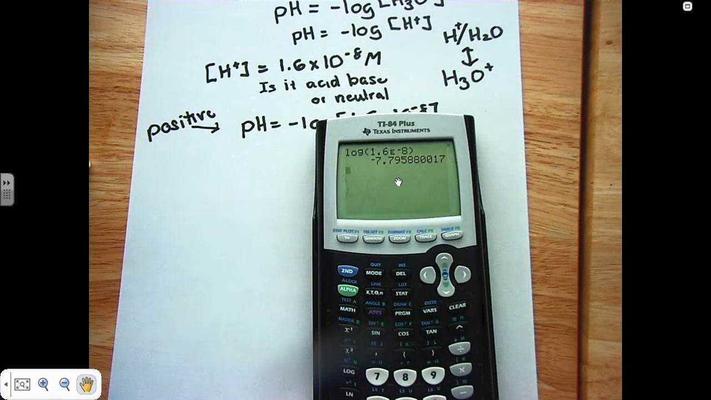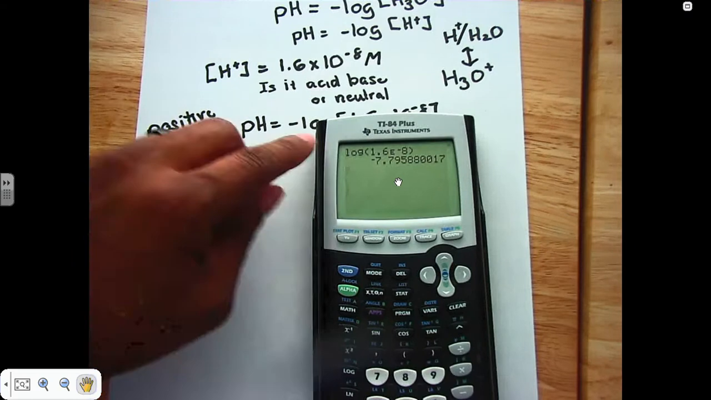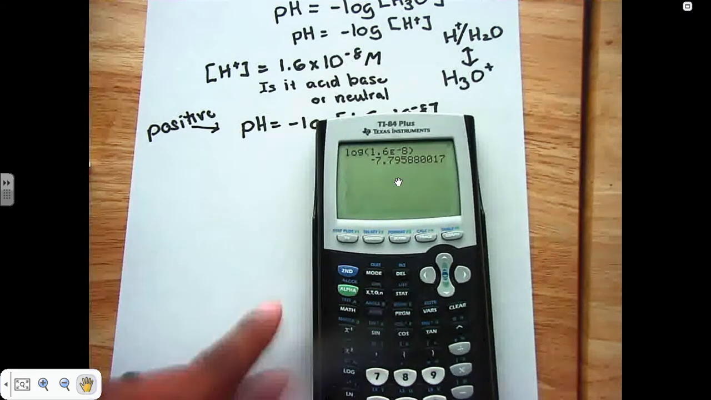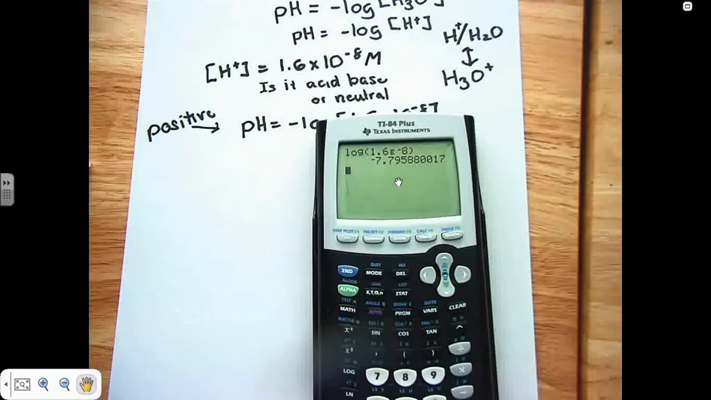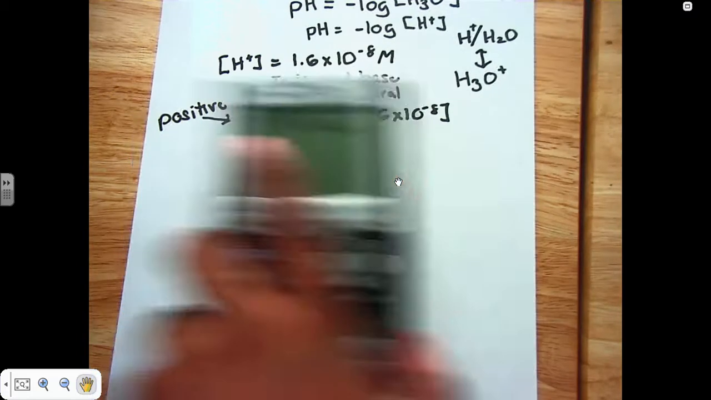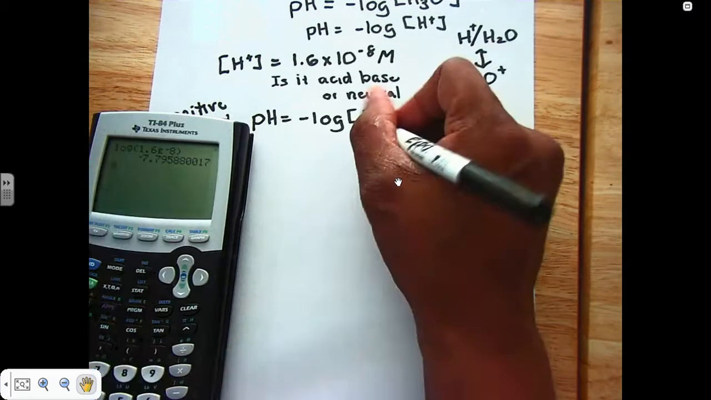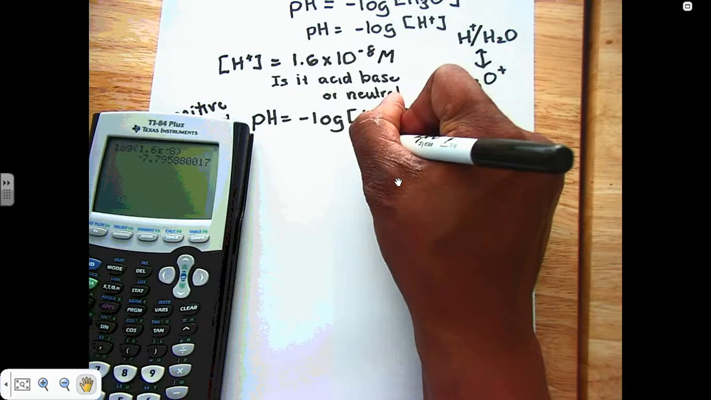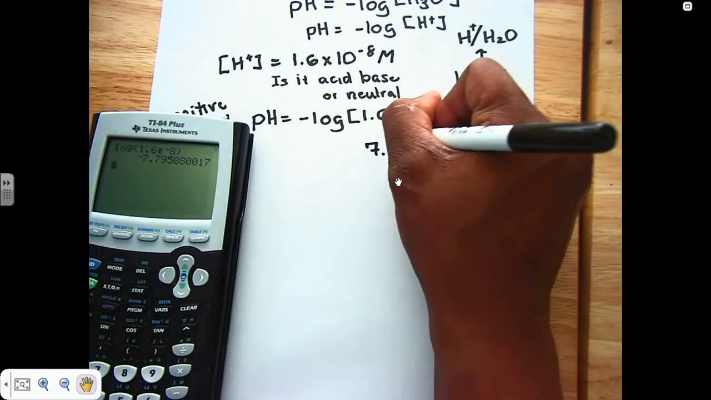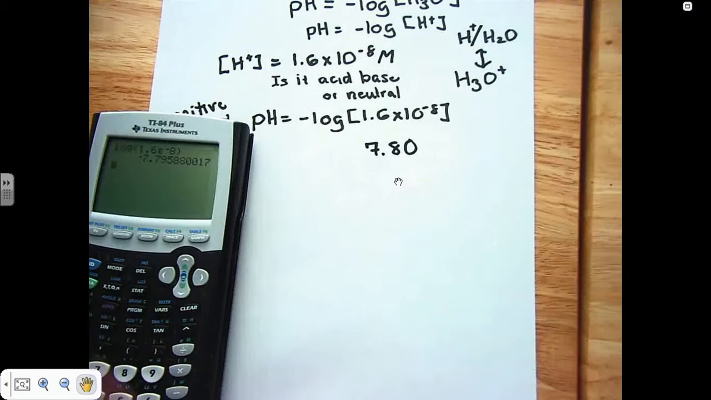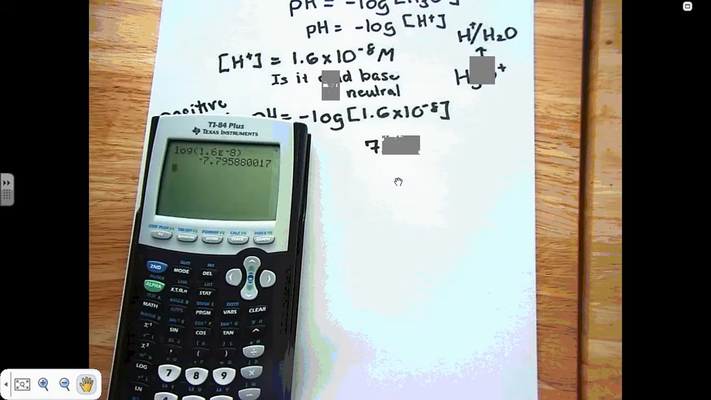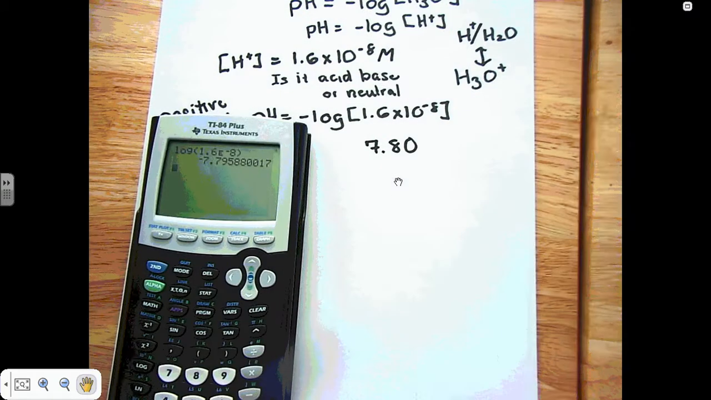Now, remember, I didn't put my negative log in front of it. Also keep in mind, pH must be positive. So even though I'm getting a value of negative 7.79, what I'm really seeing is more like 7.80 because I'm rounding up. So 7.80.